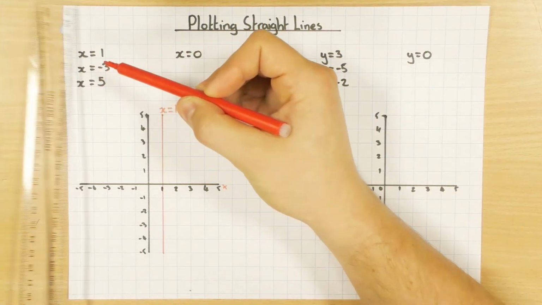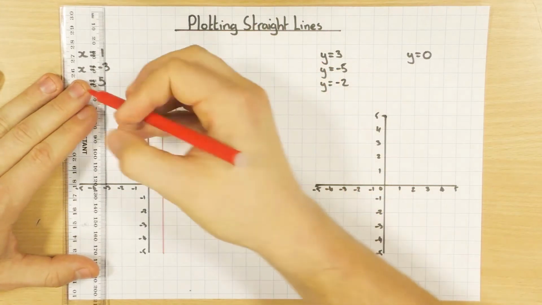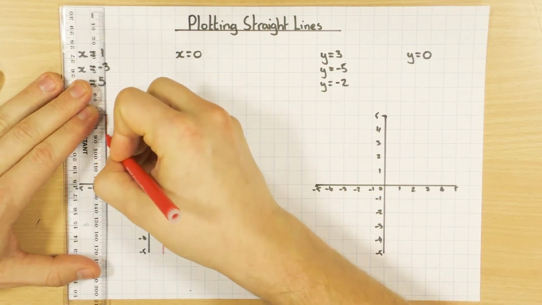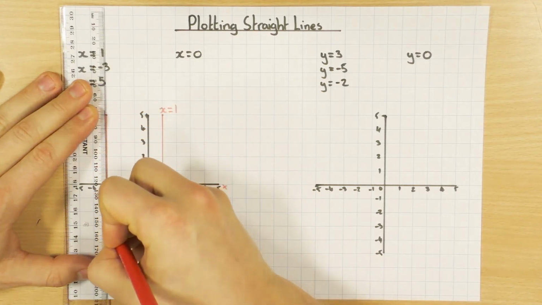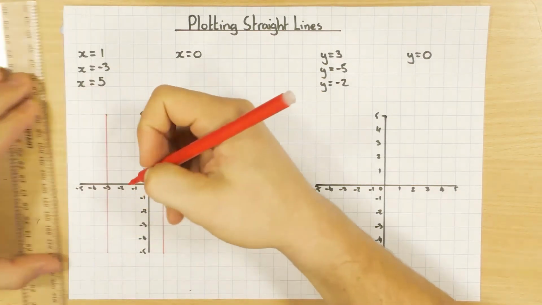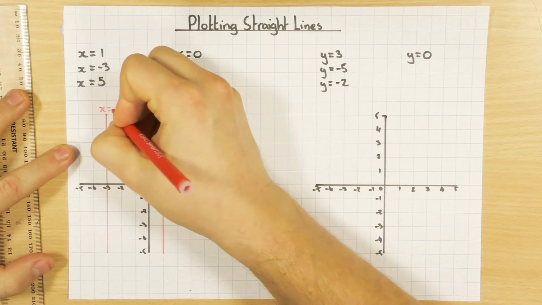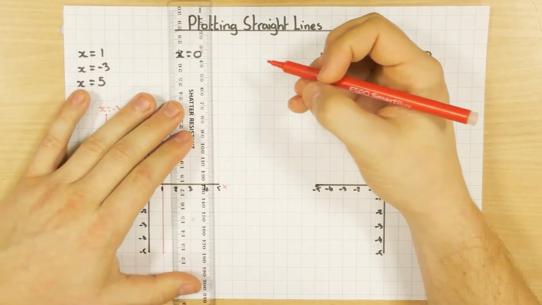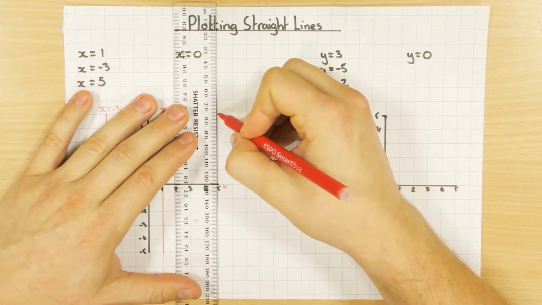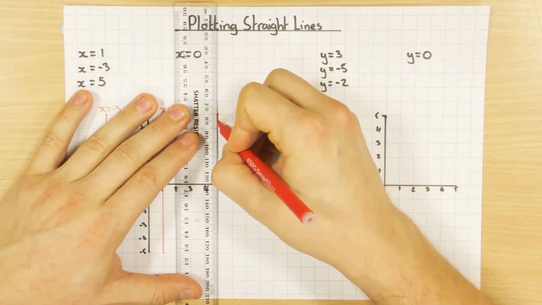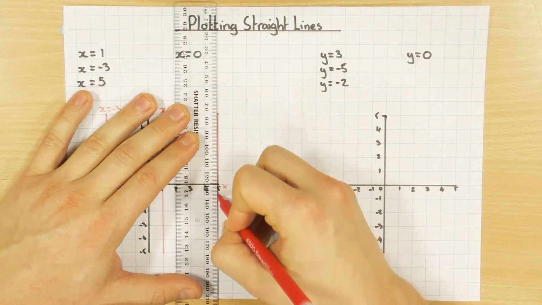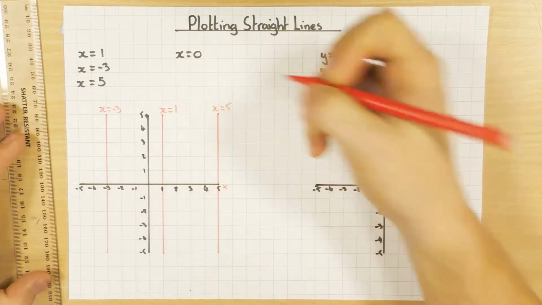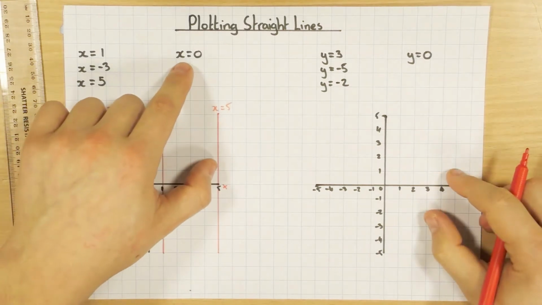So x equals minus 3 is going to go through the x-axis at minus 3, like so. And x equals 5, well, it's going to go through the x-axis at 5. Again, nice straight line, like so.